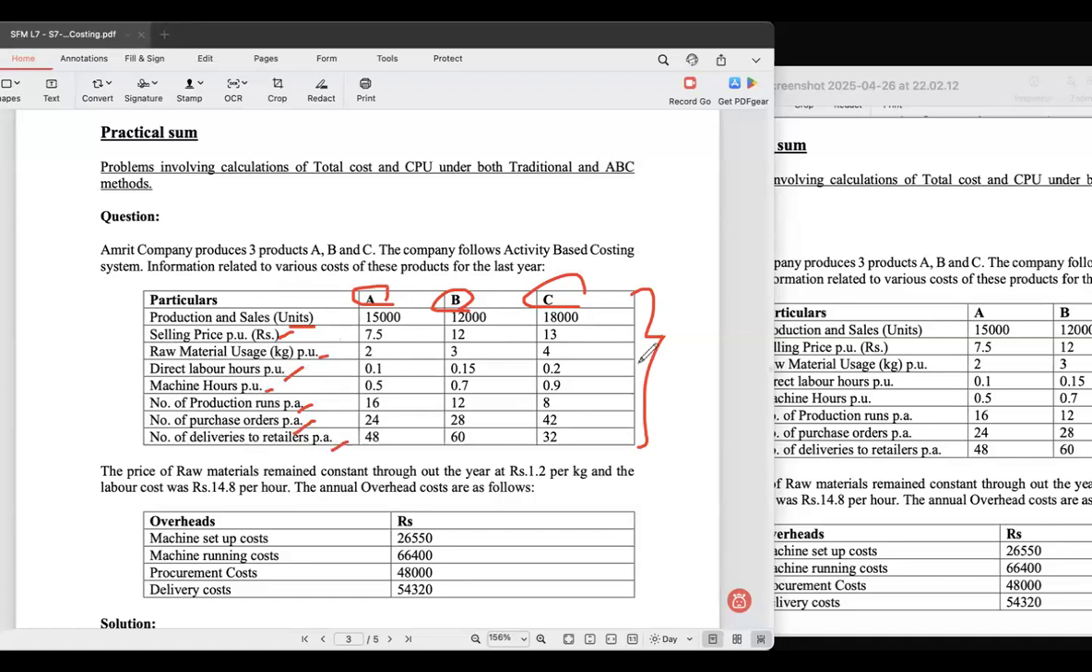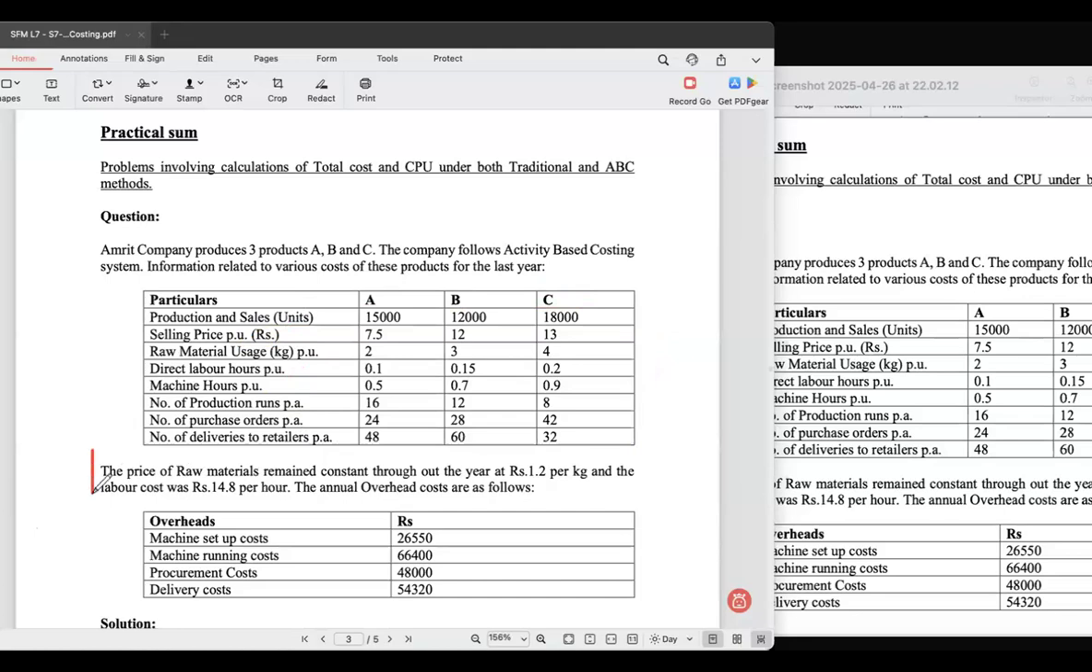And then we have the information. This is actually Indian rupees. I took this example from an Indian book, and the reason is that it gives a detailed explanation about ABC and traditional costing, which I did not find in other books. So that's the reason I took the example from that particular book.